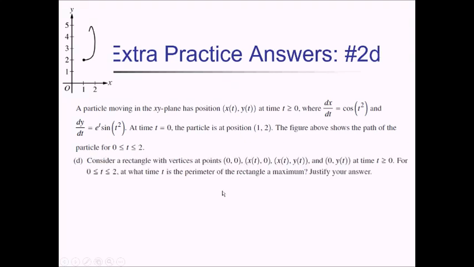For part D on this one, they're asking us to consider a rectangle with vertices at (0, 0), (x of t, 0), (x of t, y of t), and (0, y of t) for time t greater than or equal to 0. And then we want to know between times 0 and 2 at what time is the perimeter of the rectangle a maximum.